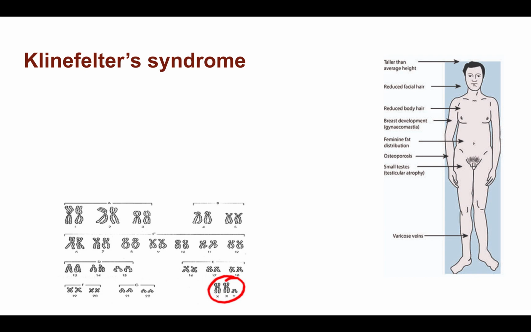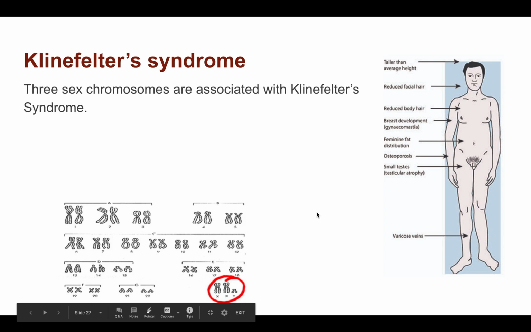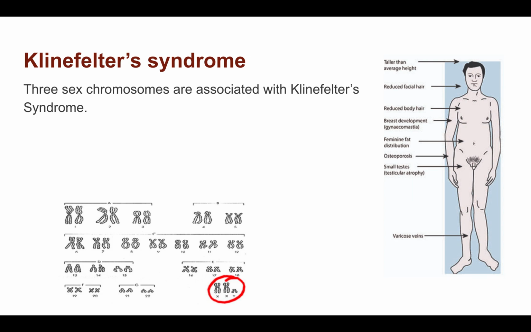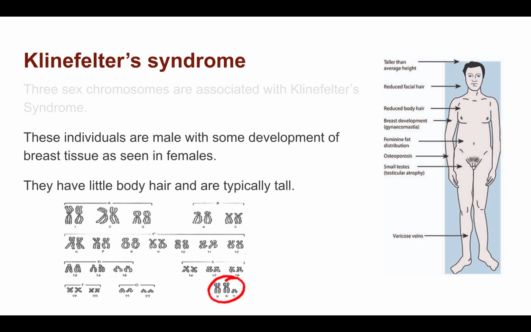Klinefelter's is another syndrome. So if we have a look down here, we can see there's been a non-disjunction either in the egg or in the sperm, where we've ended up with 2 X's instead of 1 X. Because we've got the Y, we should only have 1 X. So we've got 3 sex chromosomes, we're XXY, and you can see on the diagram what some of the symptoms of someone with Klinefelter's syndrome has. All right, I'm not going to read through that because you can read that for yourself. I'm more interested in how the aneuploidy happens.